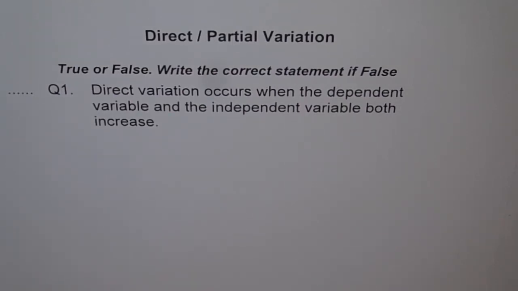Direct and partial variation. Here are a set of questions which will help you to understand direct and partial variation. These are basically true or false questions, and if they are wrong, you need to write the correct statement. The idea of giving these questions is to make this concept absolutely clear.